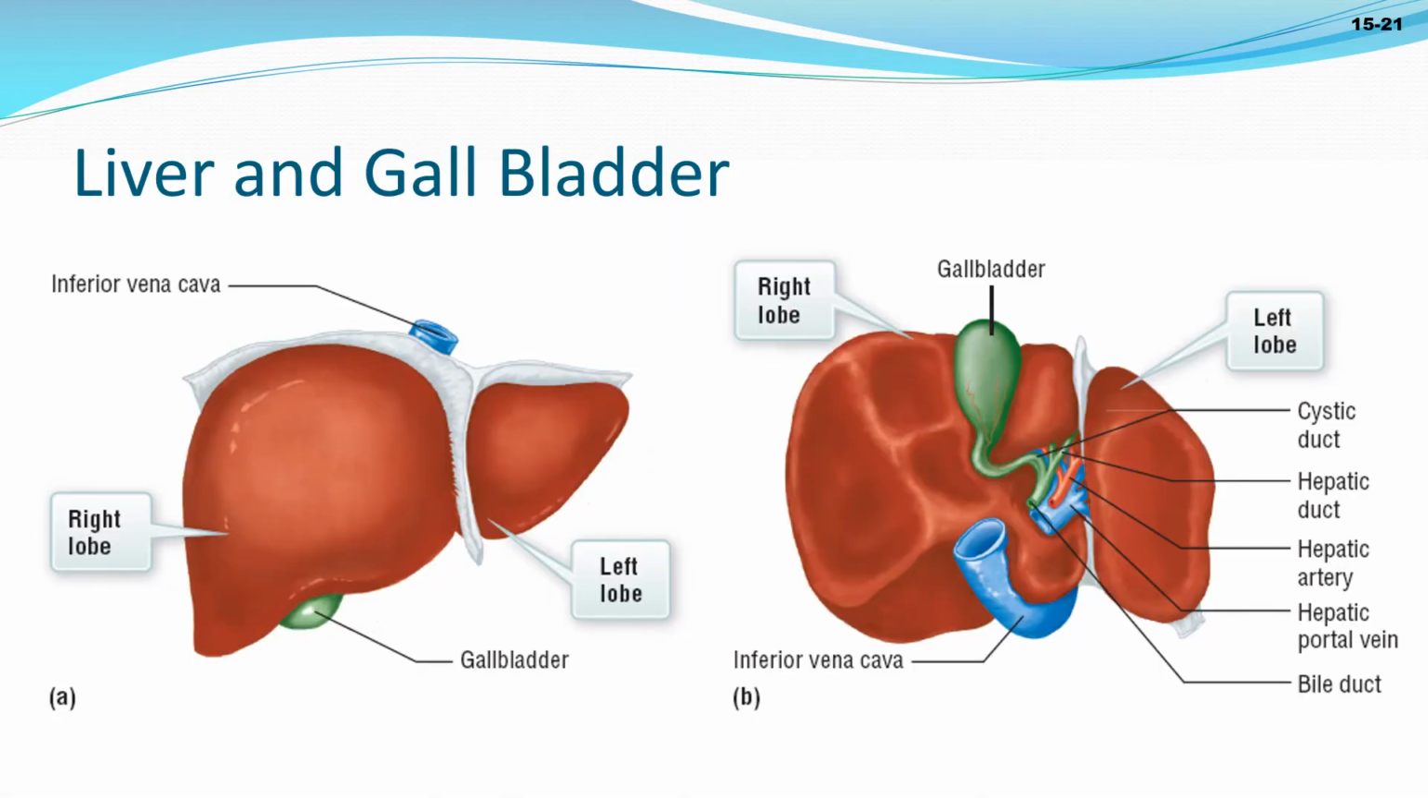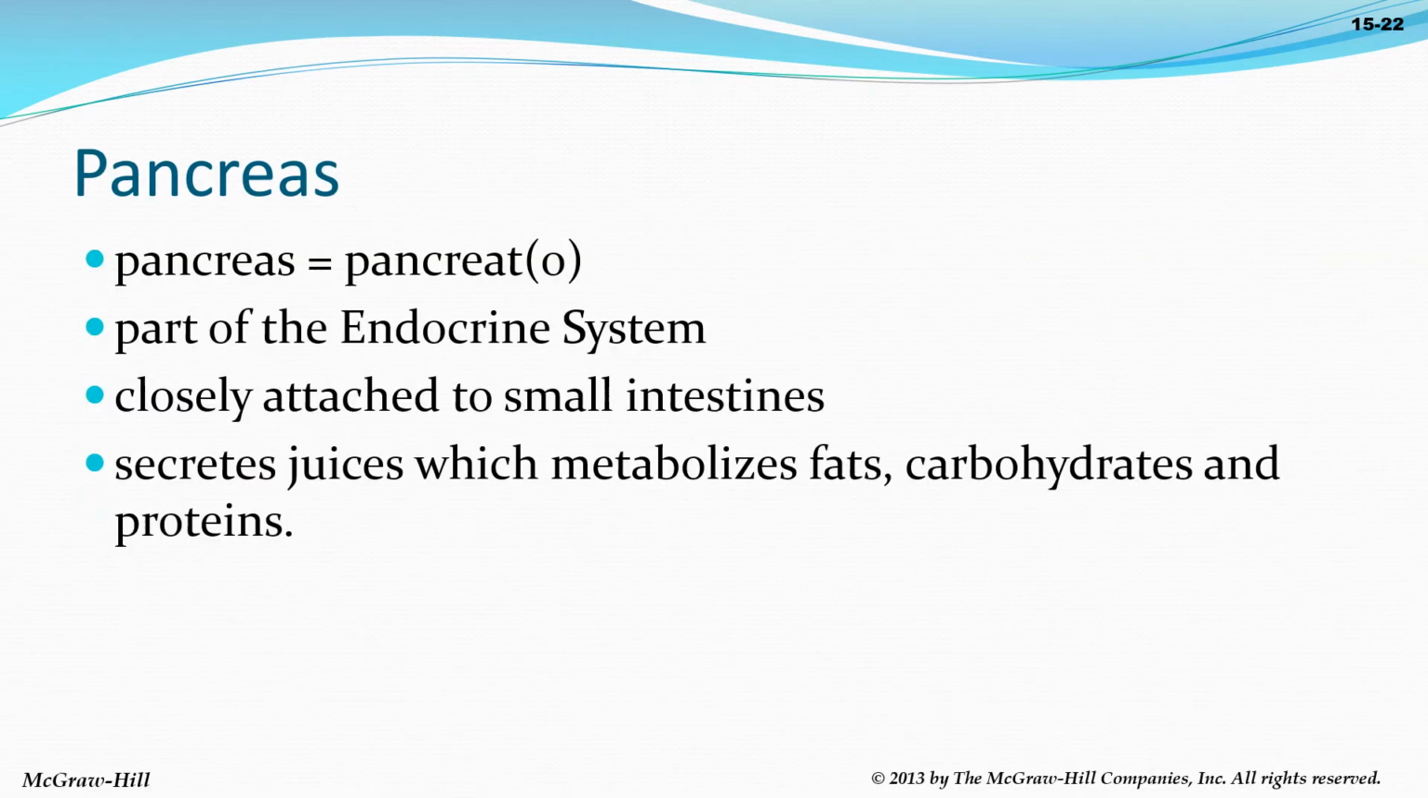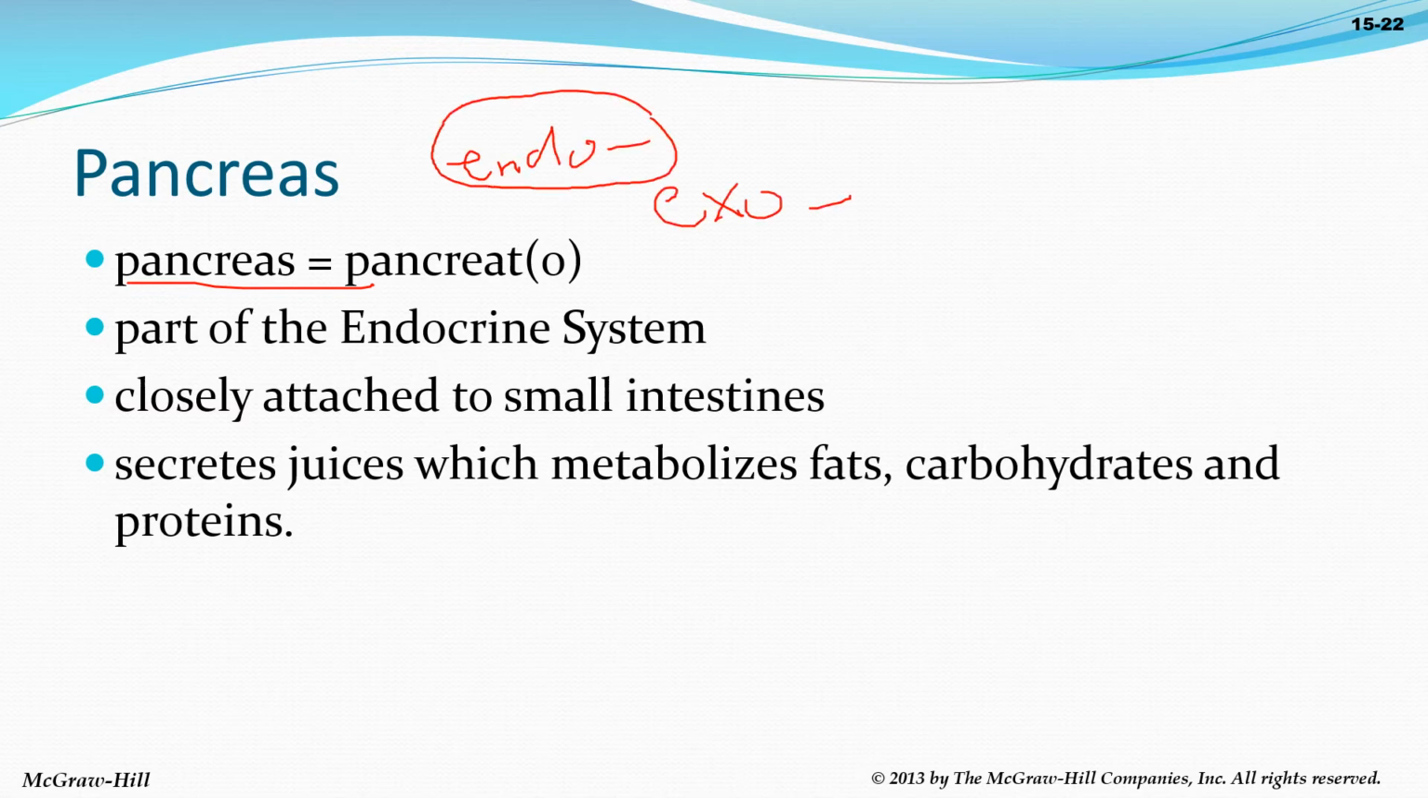So here is the image. On the underside is where the gallbladder is positioned. The pancreas serves both endocrine and exocrine function. For hormones, that's endocrine. For digestive juices and digestion, it's going to be its exocrine function. So via a duct, the pancreas is going to dump its enzymes directly into the duodenum, the first part of the small intestines.